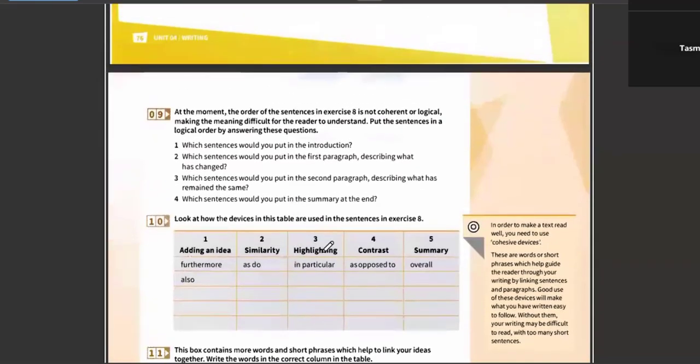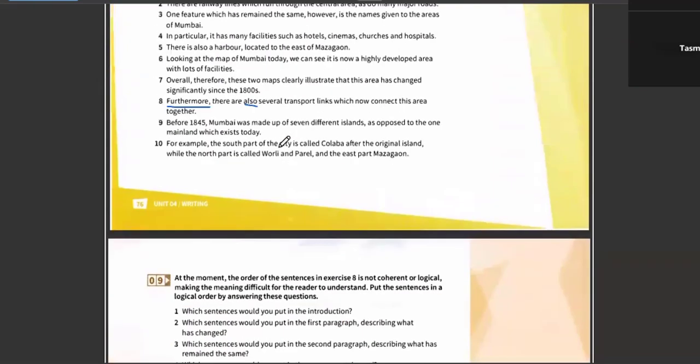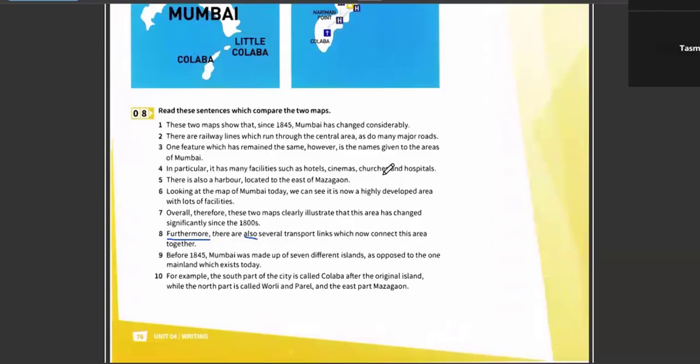Next is to show similarity. To show similarity, we use as do. So which number? Number 2, very good. There are railway lines which run through the central area, as do many major roads. As do means it's the same for the major roads as well. So it is the same meaning.